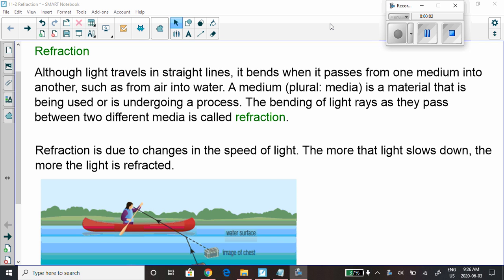Okay, kids, we're back, and we just finished looking at reflection, and now we're going to look at another phenomenon of light called refraction. Refraction. And I'm just going to go through the note that I gave you.